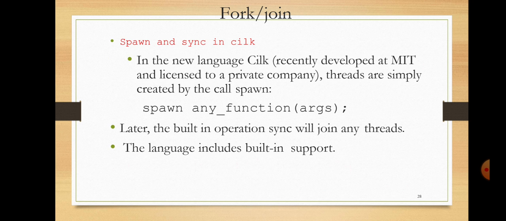Next is spawn and sync in Cilk. Cilk is a programming language. In order to create a thread we use the function spawn. Similarly, if we want to join all these things we will use the sync method.